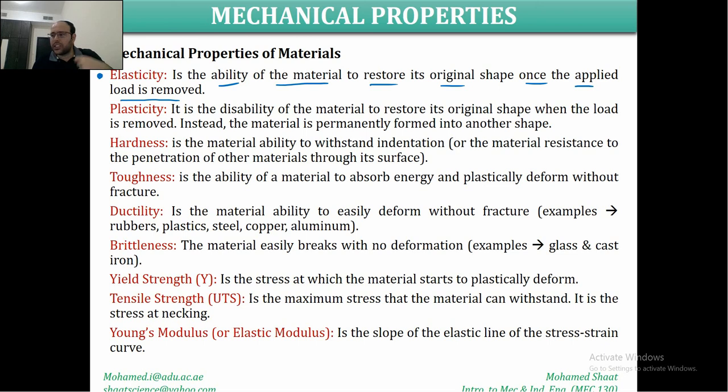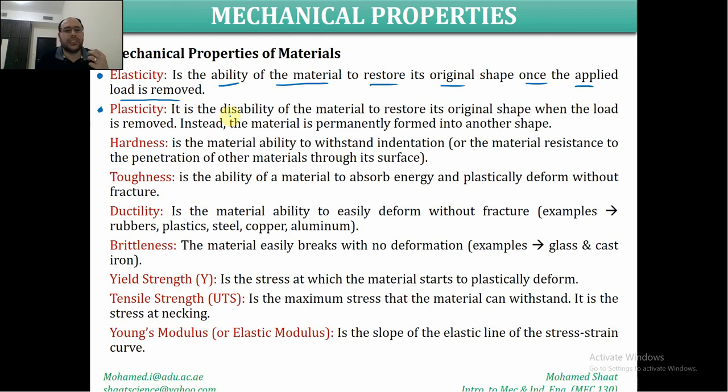It means that the material is still working in the elastic region. It means that the applied force or the stress is lower than the yield stress of the material. Make sense? So what does elasticity mean? It is a measure of the ability of the material to restore its original dimensions and shape upon the removal of the applied force. But plasticity is a different thing.